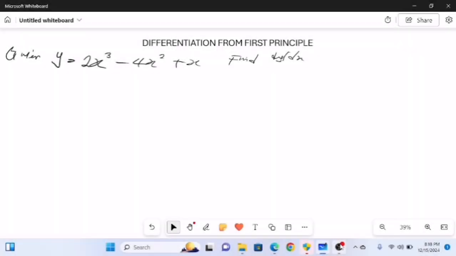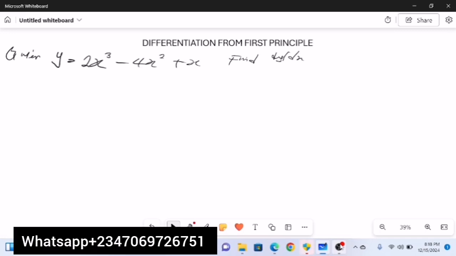In this video, we are going to be looking at differentiation from first principles. Now let's consider the equation on the screen. We are given that y is equal to 2x to the power of 3 minus 4x squared plus x, and we are asked to find dy/dx from first principles.